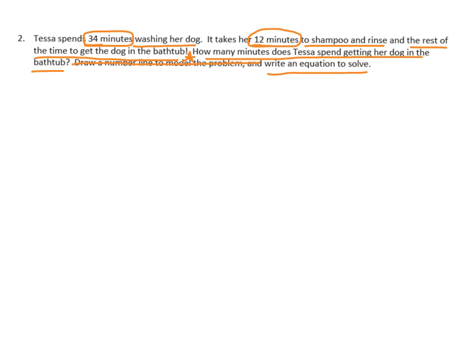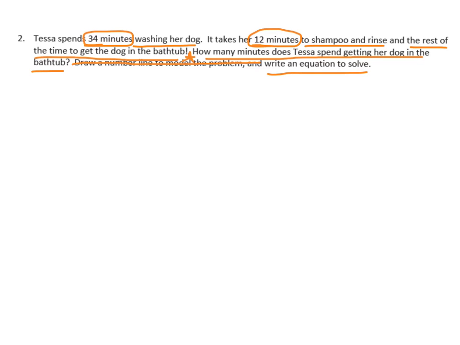Let's look at number 2. It says that Tessa spends 34 minutes washing her dog. It takes her 12 minutes to shampoo and rinse, and the rest of the time to get the dog in the bathtub. How many minutes does Tessa spend getting her dog in the bathtub? Draw a number line to model the problem and write an equation. We're actually not going to draw a number line for this one. We're going to use a tape diagram instead, but we are going to write an equation to solve.